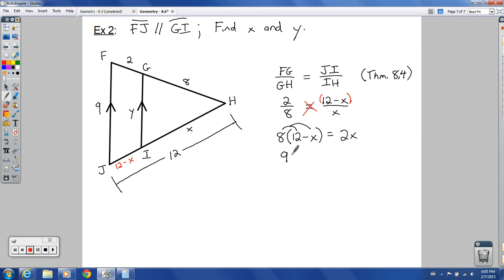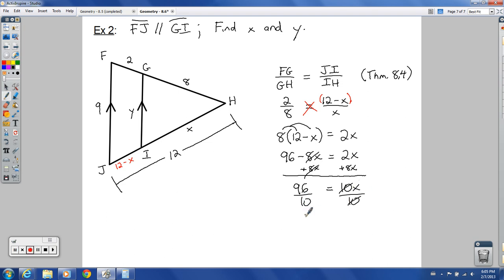We've got 96 minus 8x equals 2x. And then we want to get the x's on the same side, so if I add 8x to both sides, that'll do it. I've got 96, this is canceling, 96 equals 10x. And so you can divide by 10 here, divide by 10 here, and that will cancel here and here.